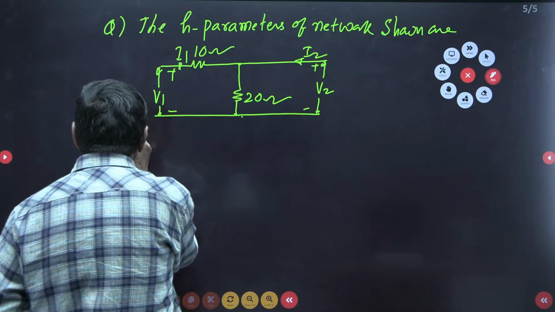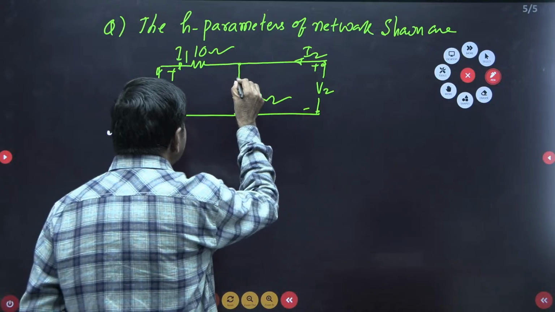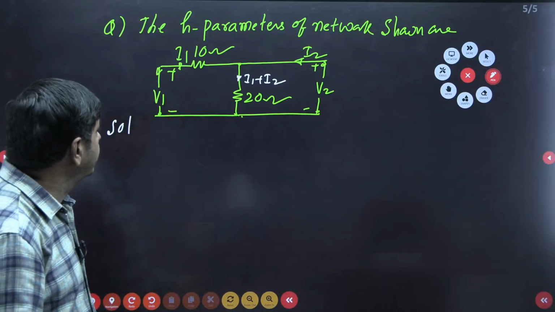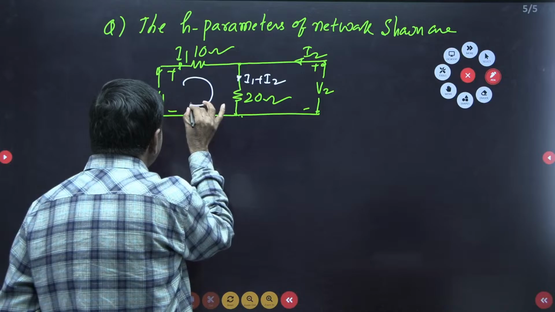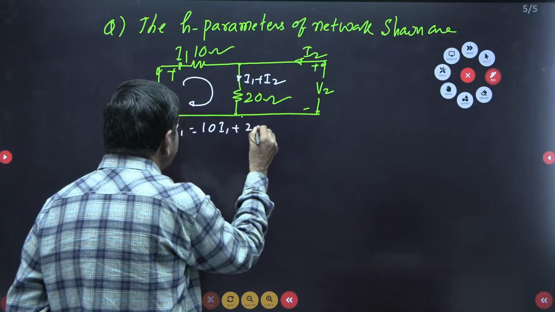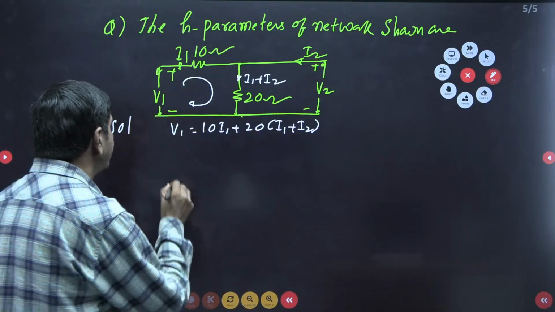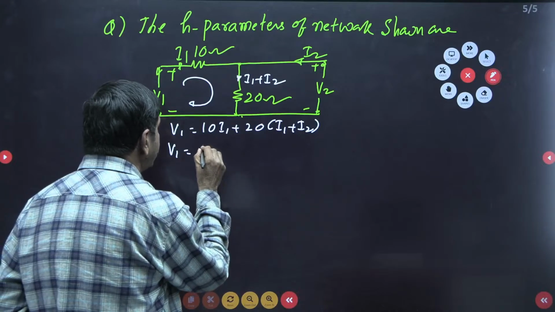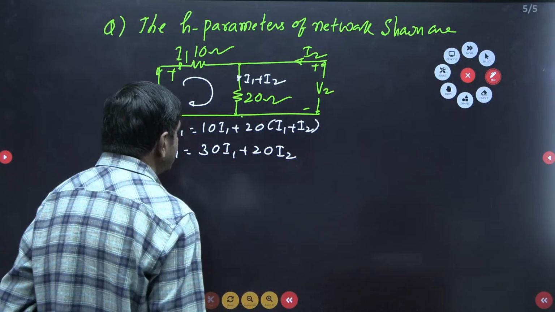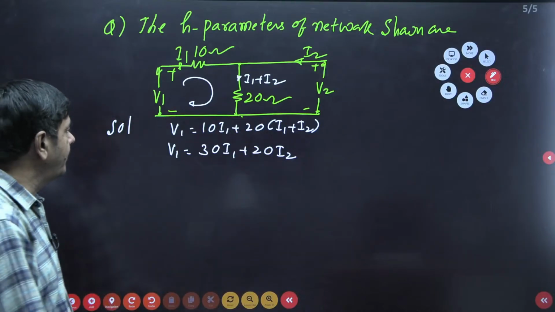From this T network, this current is I1 plus I2, and you can easily get the Z parameters. How do I get them? When I apply KVL in this direction, V1 equals 10 I1 plus 20 into (I1 plus I2). Finally, V1 is nothing but 30 I1 plus 20 I2. This is Z11, this is Z12, we know very well. Anyhow, you got V1 in this form.